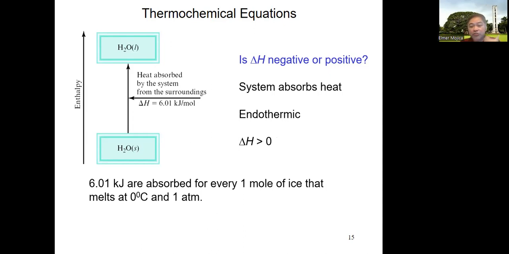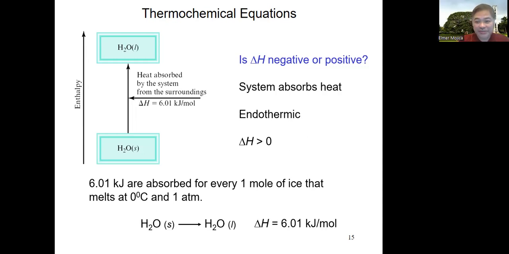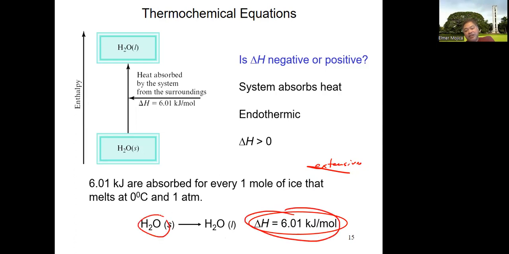Okay, now how do we write it in terms of a thermochemical equation? So we can have it like this. You have H2O in solid form going to H2O in liquid form, and that is equivalent to this value. Now, enthalpy is what we call an extensive property. So when we're talking about extensive property, the magnitude of your enthalpy depends on the amount of your material. So if I put two here, what will happen to the delta H? Anyone?